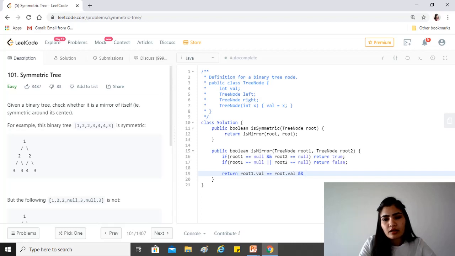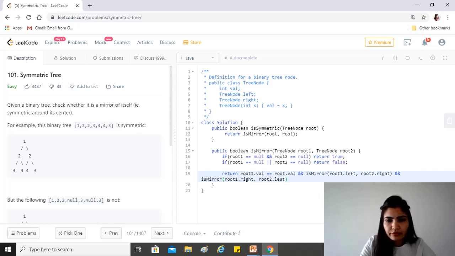And then we call this method again on the subtrees. We take the left of root1, which should be a mirror of the right of root2. And let's mirror root1 dot right and root2 dot left. Sorry.